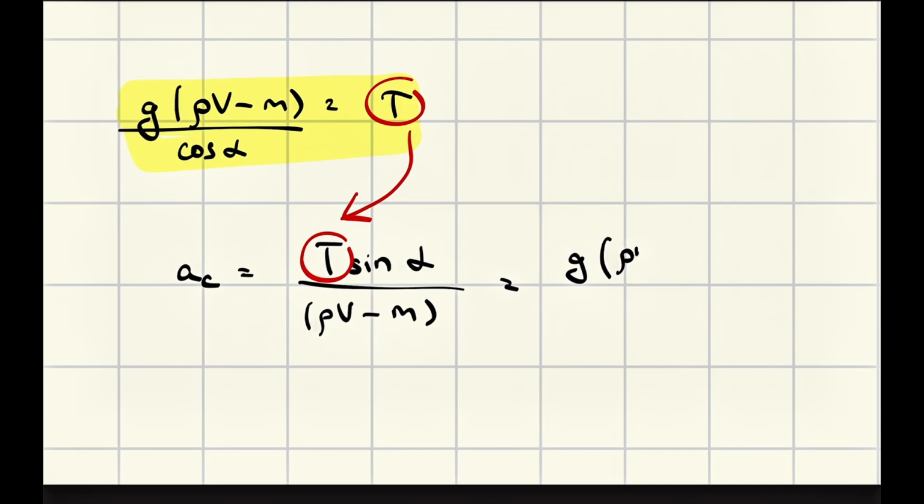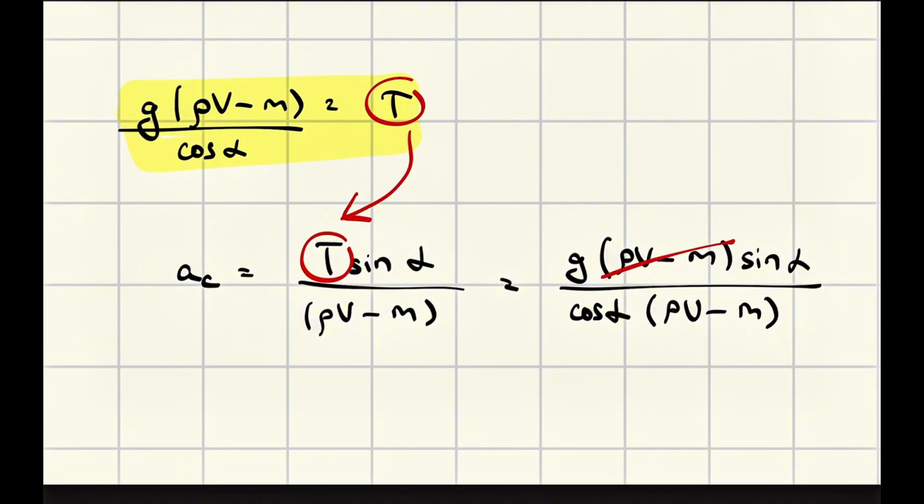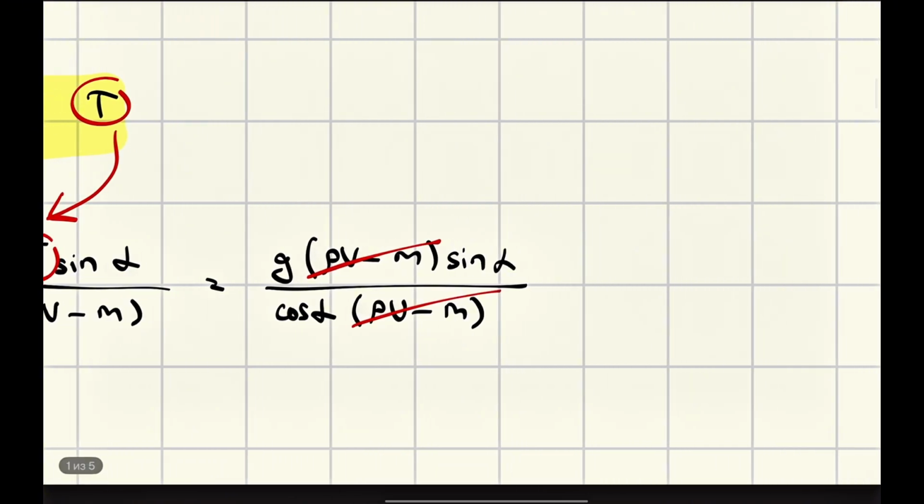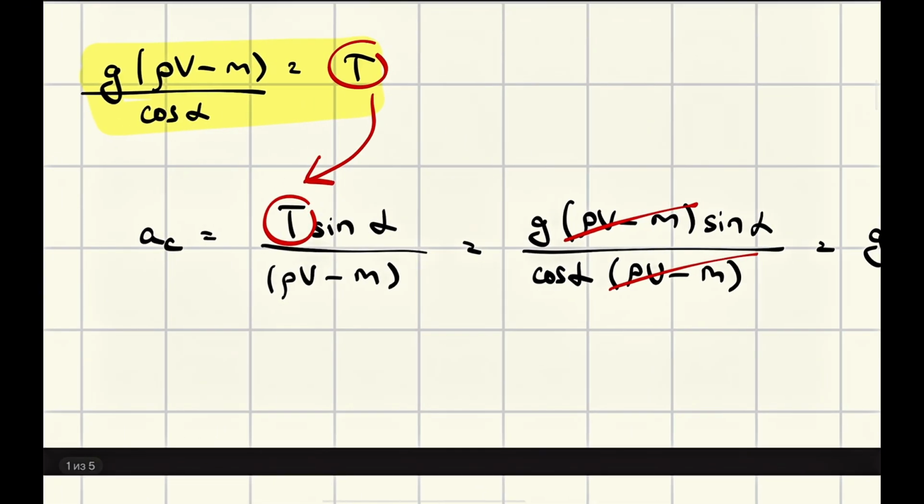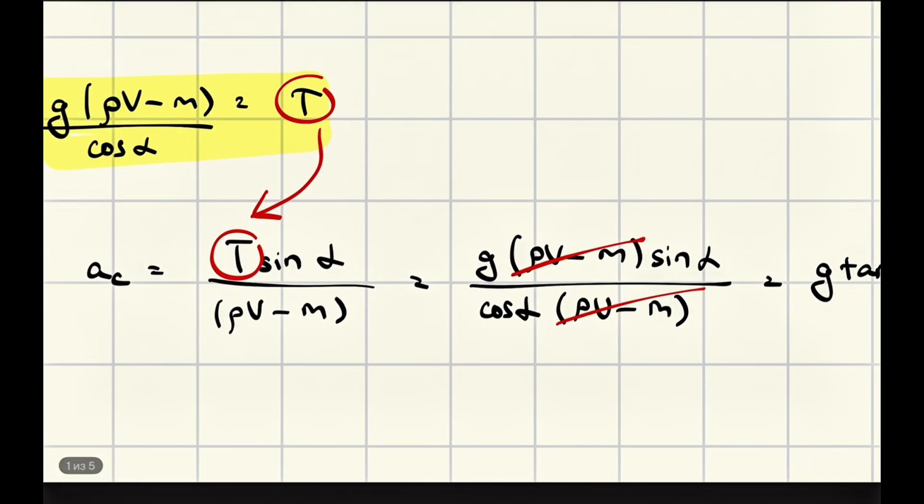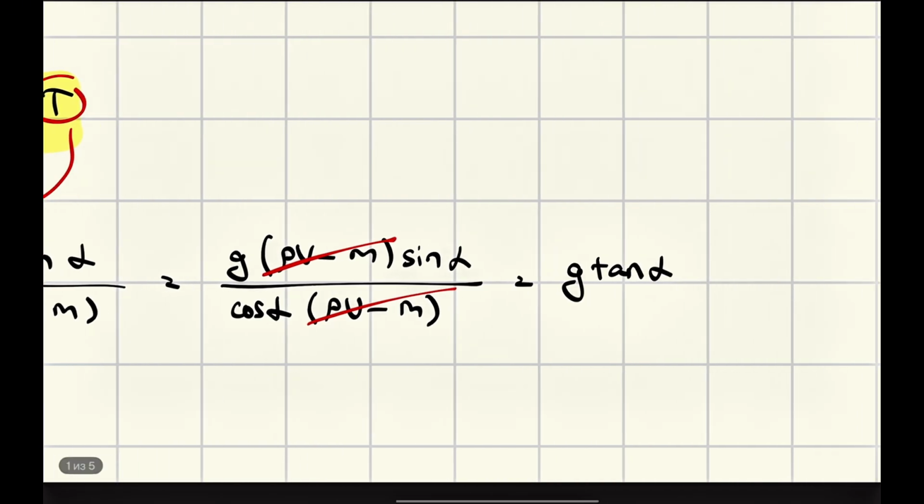If we continue, it would be something like this: g (rho V minus m), sine alpha is still on the top, so cosine alpha goes to the bottom, and this thing is still on the bottom, (rho V minus m). As you can see, it is very comfortable because this thing and this thing just cancel out. We also know that sine alpha divided by cosine alpha is just tangent alpha. So this simplifies into g tangent alpha, and we know that a_c equals g tangent alpha.